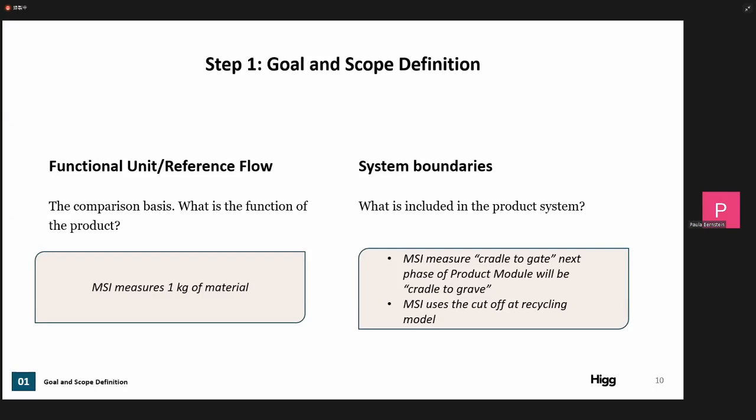So we use 1 kilogram for all materials as the measurement basis. The system boundaries are also really important. This helps us answer what should we include and what should we exclude. As I mentioned before, MSI is cradle to gate, so we do not include use and end of life stages.